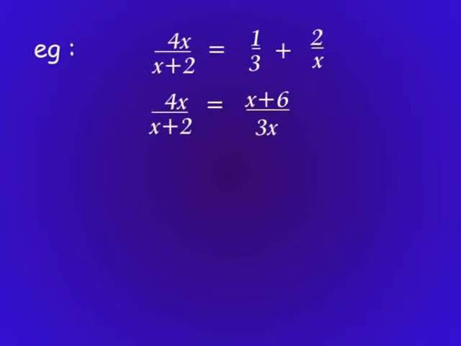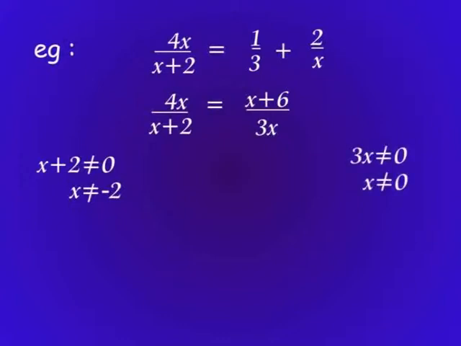Rule 2. Let us look at the restrictions. Remember, a restriction means that it is something that the equation cannot equal or cannot be. Anything divided by 0 is undefined. That means that both our denominators cannot equal 0. That means that x plus 2 cannot equal 0, i.e. x cannot equal negative 2, and 3x cannot equal 0, which means that x cannot equal 0.